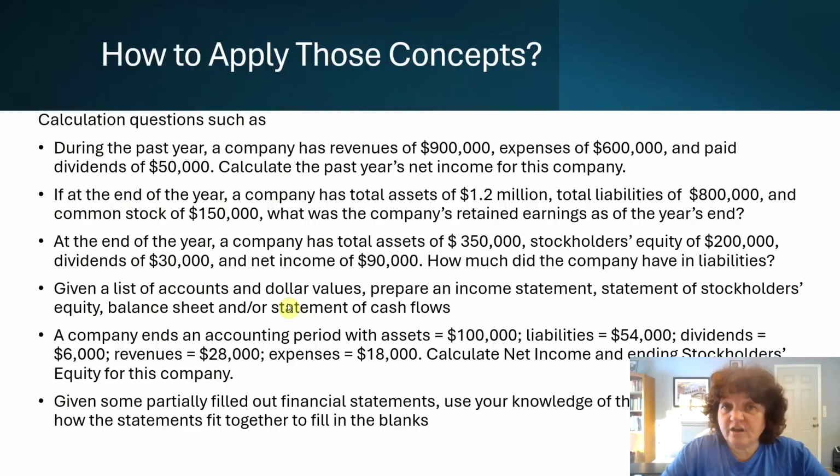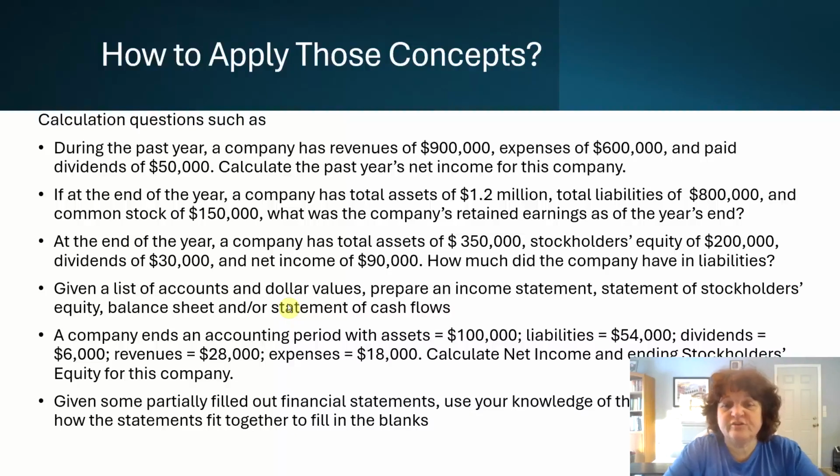The next question is a potential, and again, none of these questions are going to be asked verbatim or with the same numbers or anything like that. These are just examples. A company ends an accounting period with assets of $100,000, liabilities of $54,000, dividends for that period were $6,000, revenues for that period were $28,000, and expenses were $18,000. This time they're asking you to calculate net income and the ending stockholders' equity for this company.